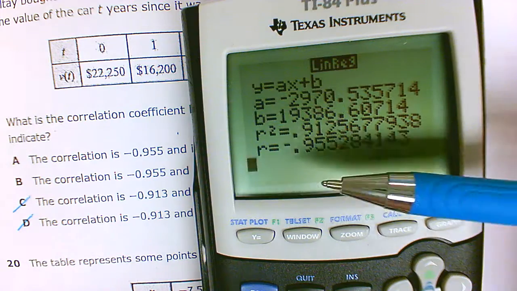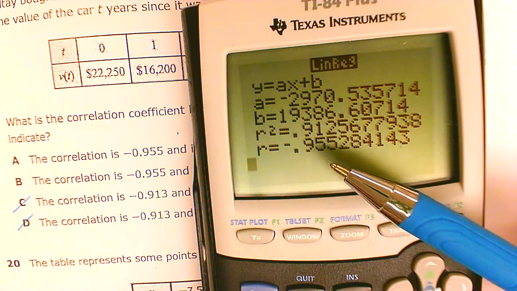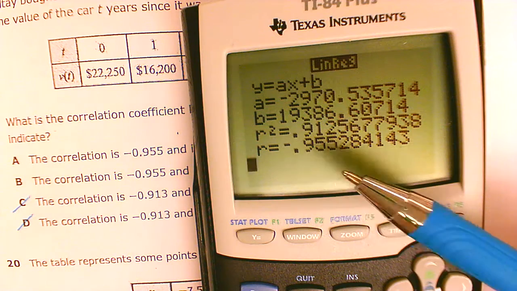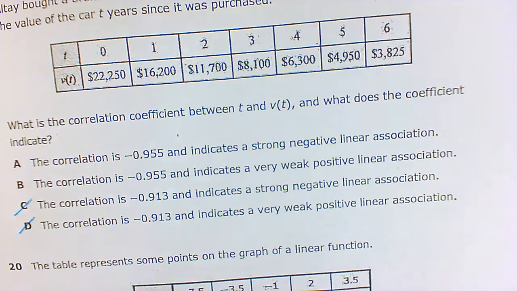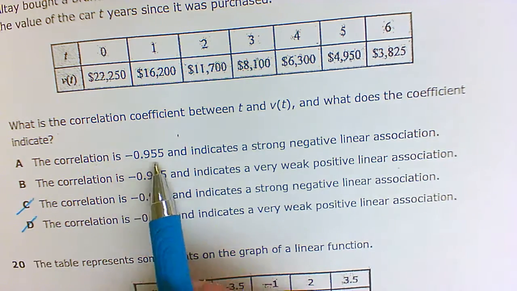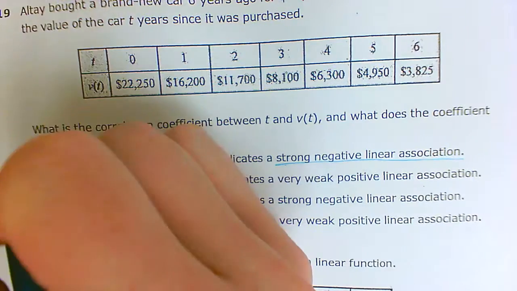Now, what you need to remember about this is that when you have a negative correlation coefficient like that, you also have a negative correlation, and the closer it is to -1, that's considered a strong correlation. So when I'm looking at this number, it is very close to -1, so it's a strong negative linear association.